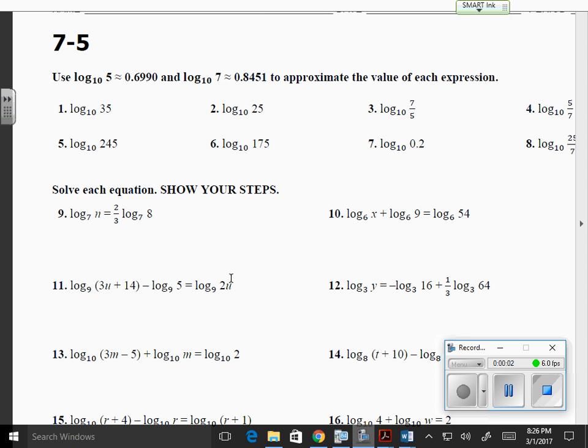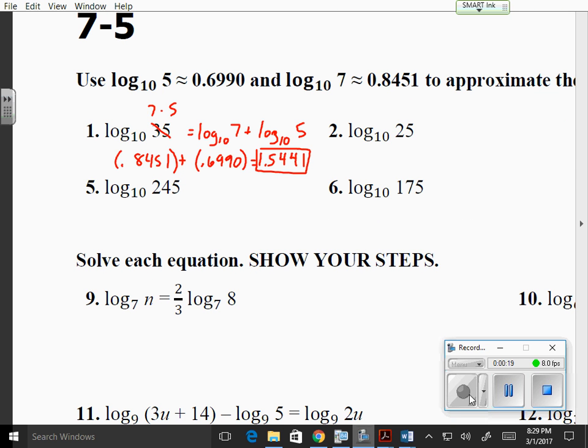For the 7.5 and 7.6 practice on 7.5, instead of typing it in the calculator, we're going to use the values that they give us for log of 5 and log of 7. So if we want the log base 10 of 35, we would break up 35 into 7 times 5 because we have 5s and 7s. So break it up into log 10 of 7 times 5, which according to our rules would be equivalent to log base 10 of 7 plus log base 10 of 5.